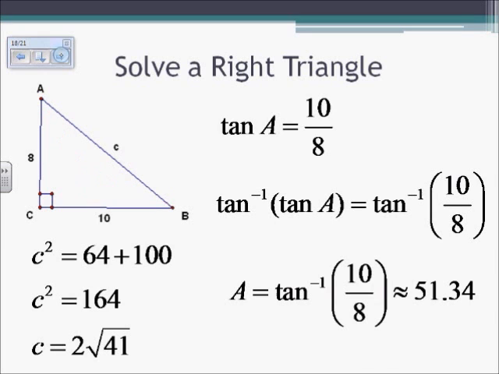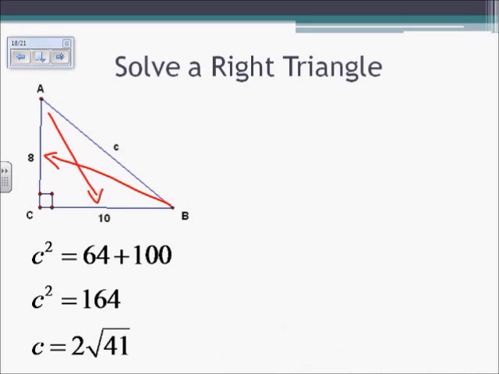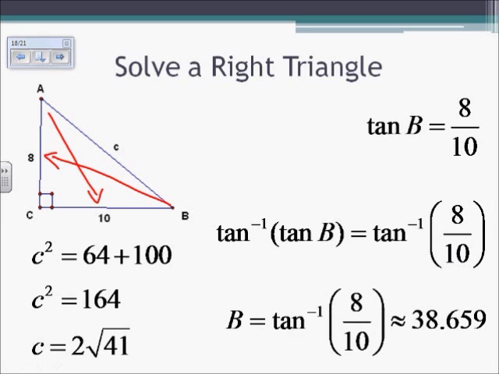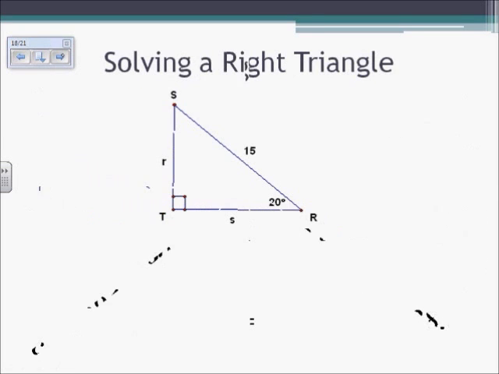Once we have angle A, what I would like you to do then is to solve for angle B. And I don't want you to use the fact that the triangle adds up to 180 degrees, so subtraction. I'd like you to do the trigonometric function for B as well. So tangent of B is equal to 8 over 10. Taking the inverse tangent of both sides and solving, angle B is approximately 38.659 degrees. So that is solving a right triangle given two side lengths.